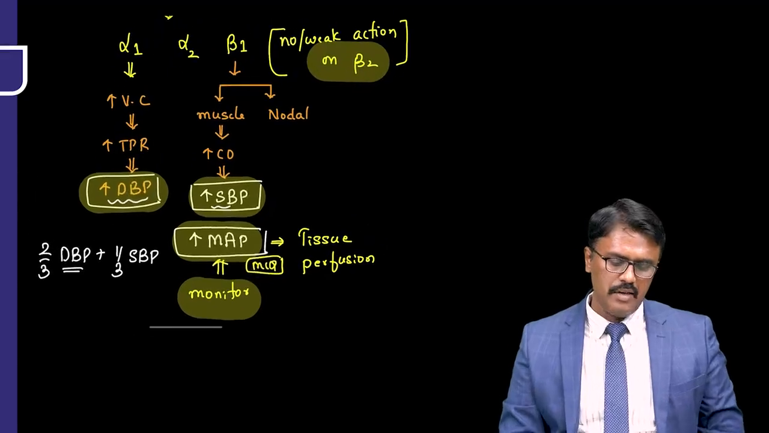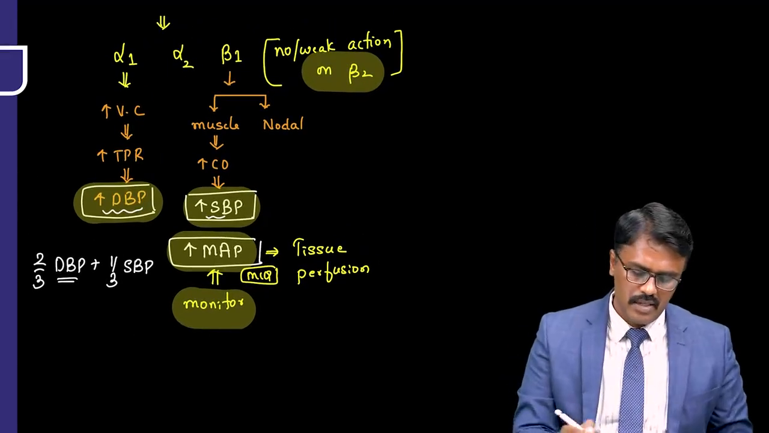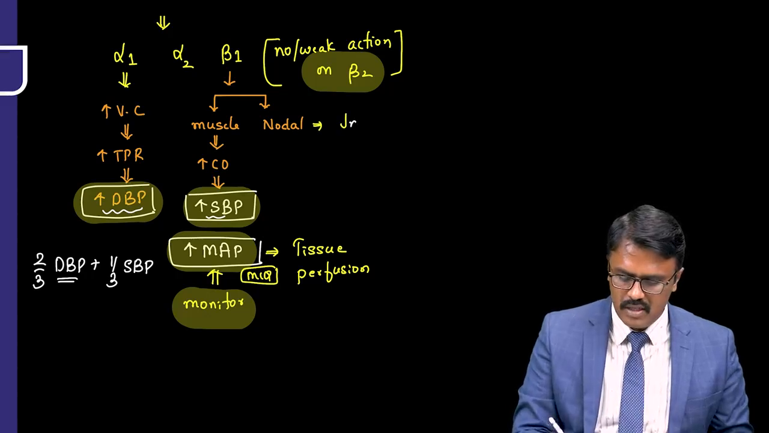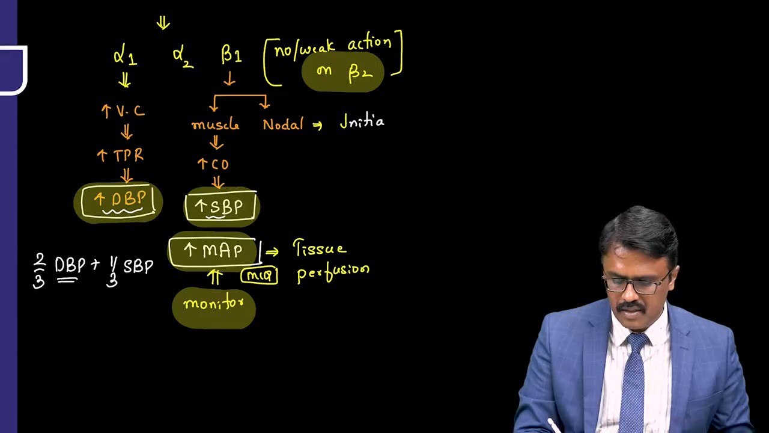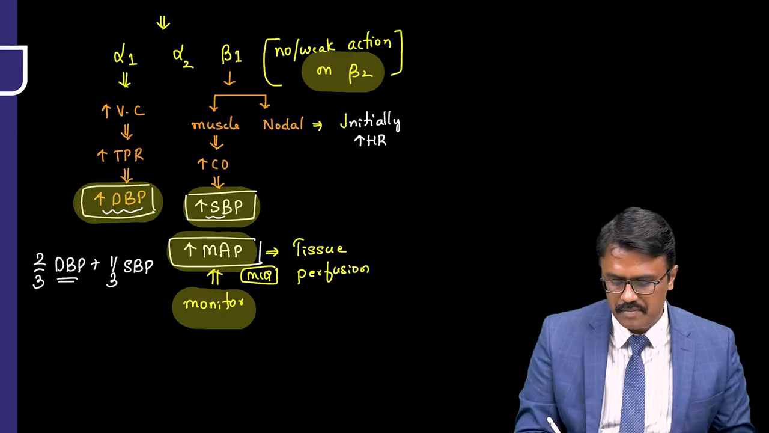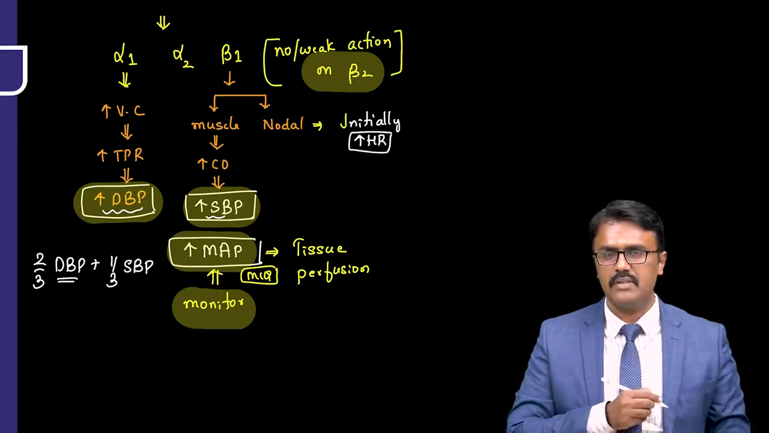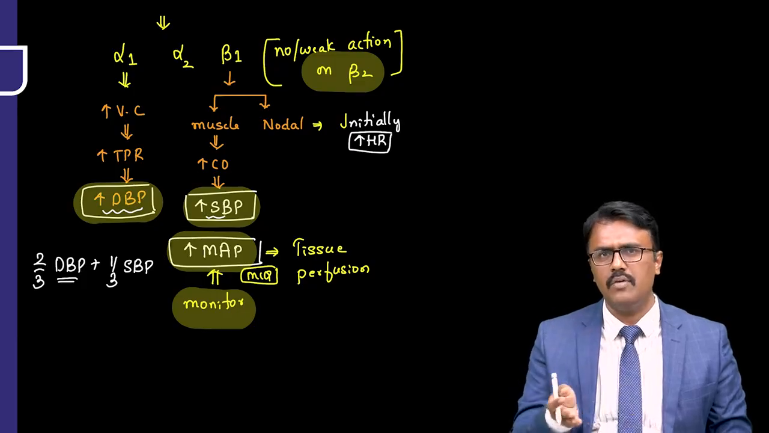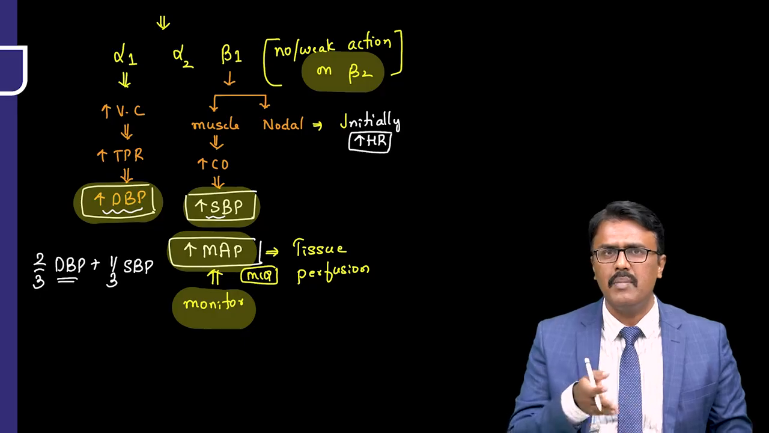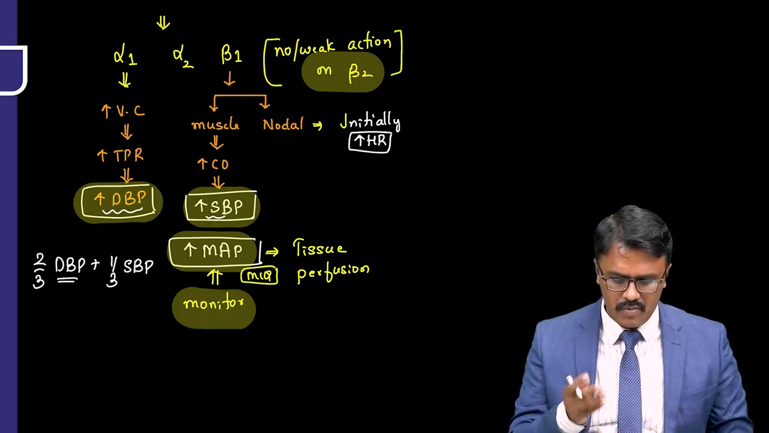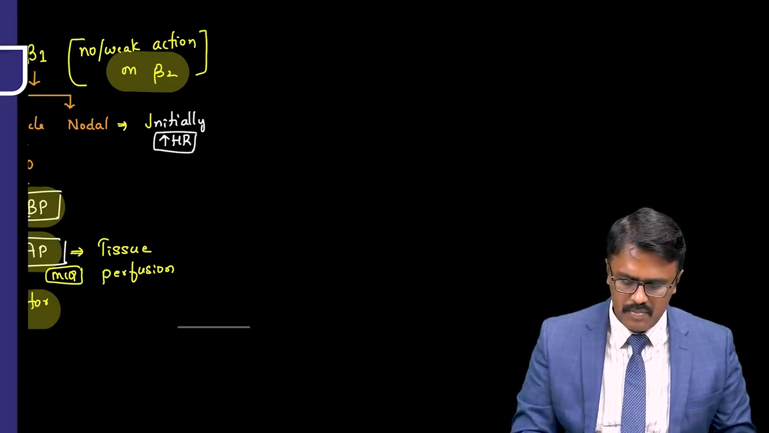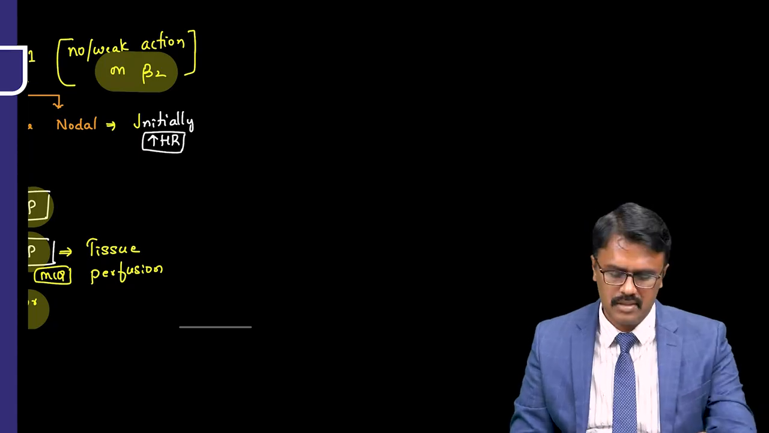But when you start infusing noradrenaline, what happens? Initially, it acts on the nodal tissue, so there is an increase in heart rate initially. But later what happens when you continue the infusion? These are very short acting, I know. Why? Because these are metabolized by the COMT enzyme. So when the pressure is so high, what happens? When the BP is too high, there is a phenomenon.